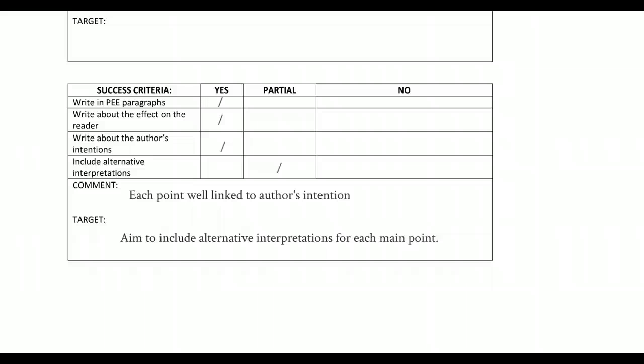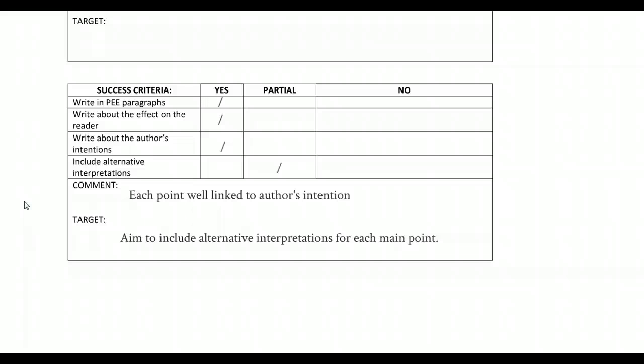Now, I've typed mine here because I couldn't write it on the screen, but normally I'd write this. So you just tick the boxes. A comment might be, each point well linked to author's intention. The target, aim to include alternative interpretations for each main point. Done. Now, an advanced level target would be framed as a question.